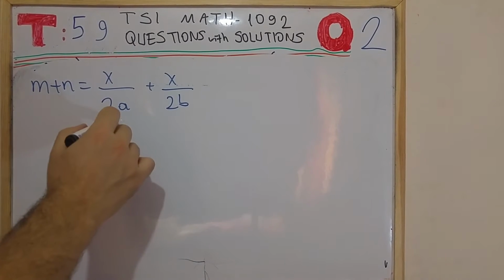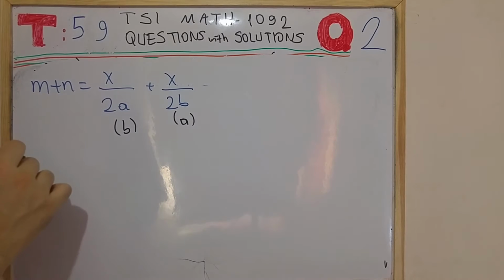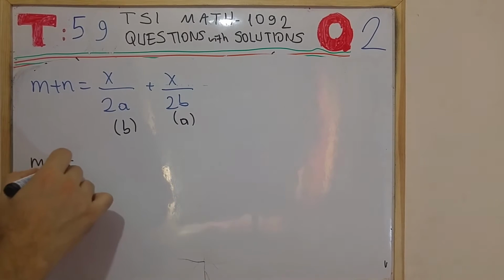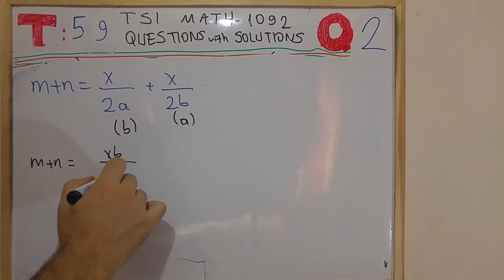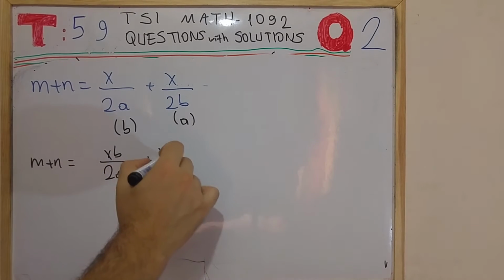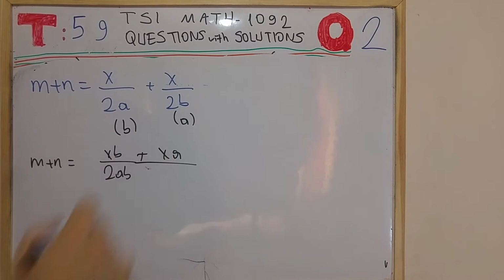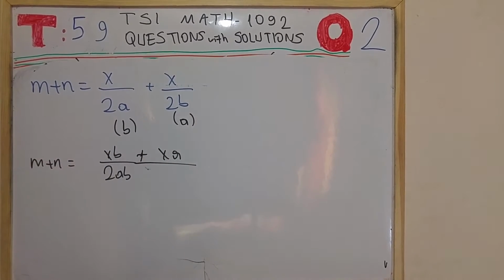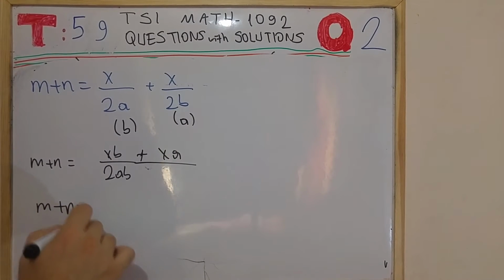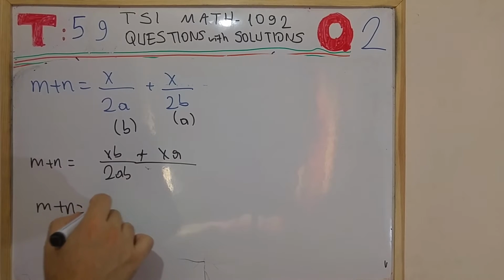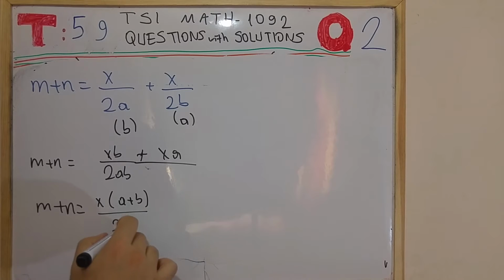Let's expand the denominators by a and b. So what we have is m plus n is equal to xb over 2ab plus xa over 2ab. So I can just write it this way, which means that m plus n is equal to x times (a plus b) over 2ab.